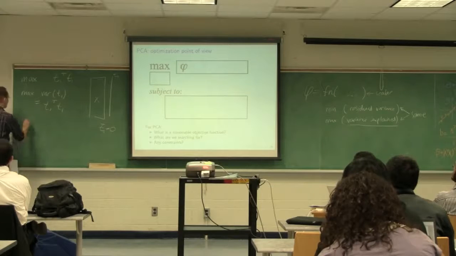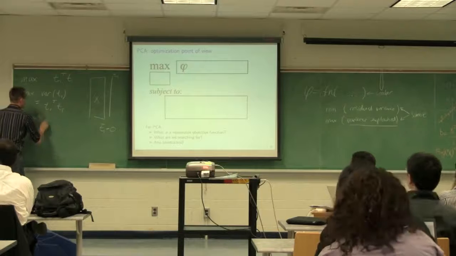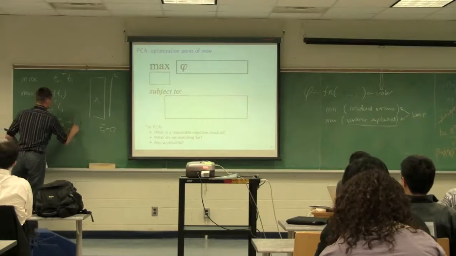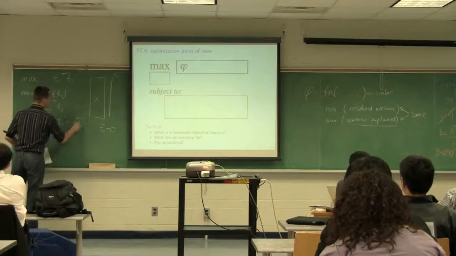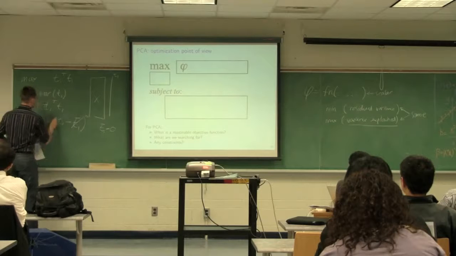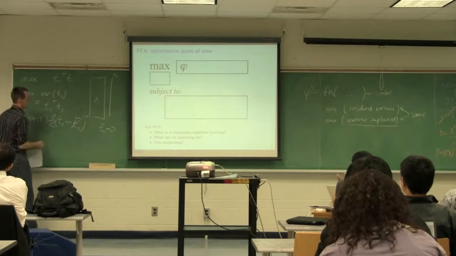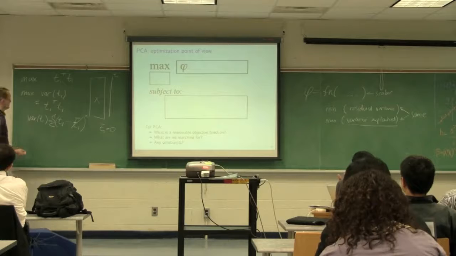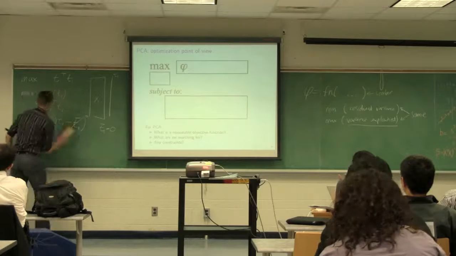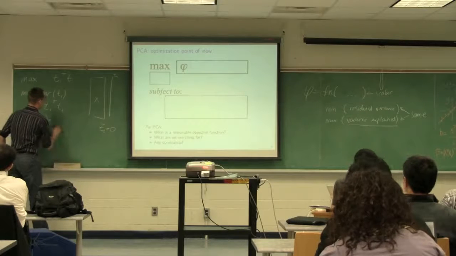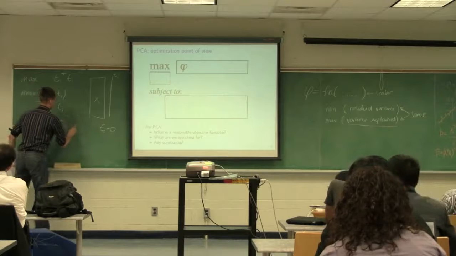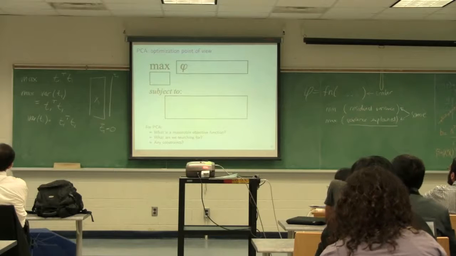Because the definition for variance is equal to T1 minus T1 average, which is 0, squared. Taking the sum of squares in that vector. And the sum of squares can be written as T1 transpose T1. So I mentioned this in last class.